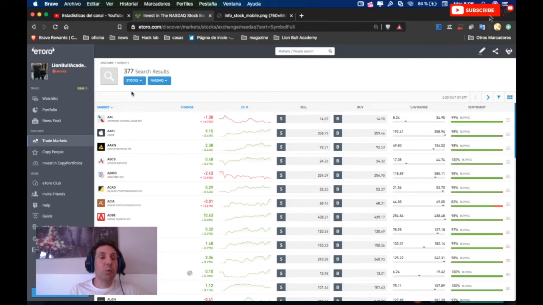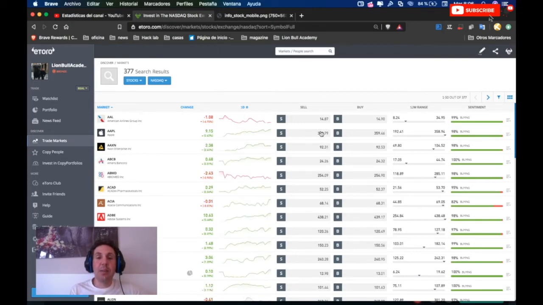Okay, let's explain what each one is. The first is the name of the stock. The second one is the change it has in price and in percentage. And here you can see the graph. You can change the graph to a week or a month, and the change part here will also change. Okay, let's put it back to 1 day.